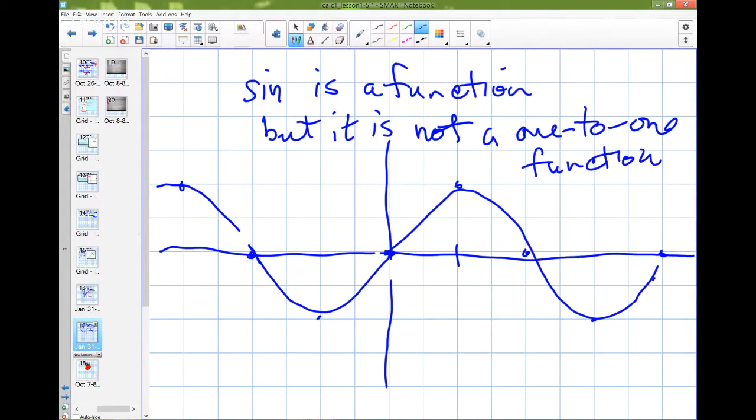So you're going to see they're going to be asking you in the assignment when you go through this, is this a one-to-one function? Usually if it's a graph, all you've got to do is look at it from this horizontal line test viewpoint.